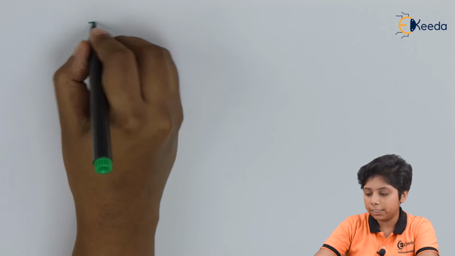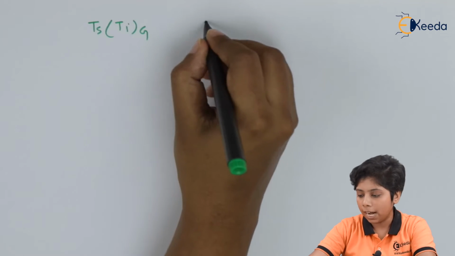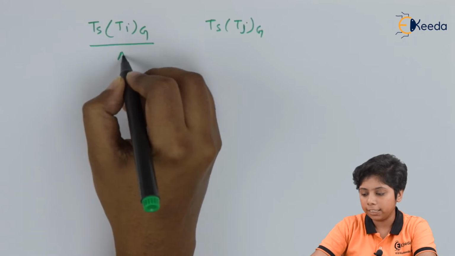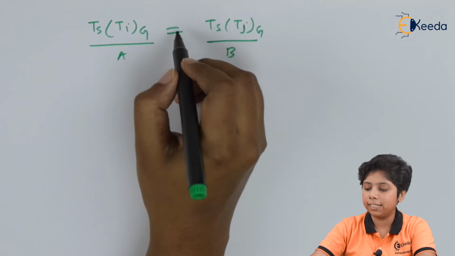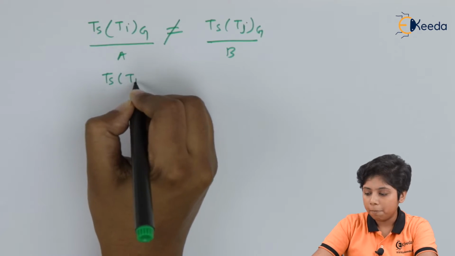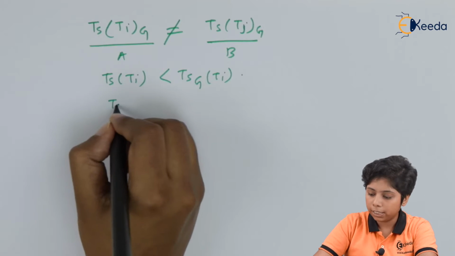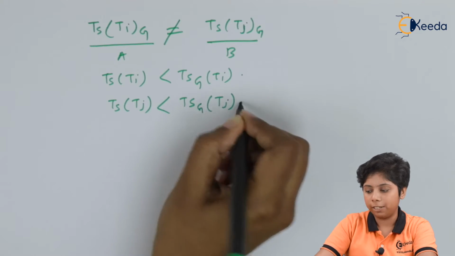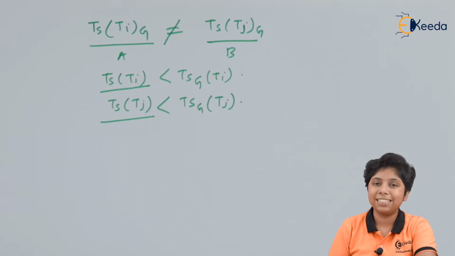Now suppose there is a global timestamp on transaction TI, and now there is another timestamp for transaction TJ. Now this belongs to site A and this belongs to site B. If they are equal, then we can say that this is not a valid timestamp because we have already seen that TS(TI) must be less than TS(G, TI). So also TS(TJ) must be less than TS(G, TJ). So if these two properties are satisfied, then we cannot have TS(TI) equal to TS(TJ).